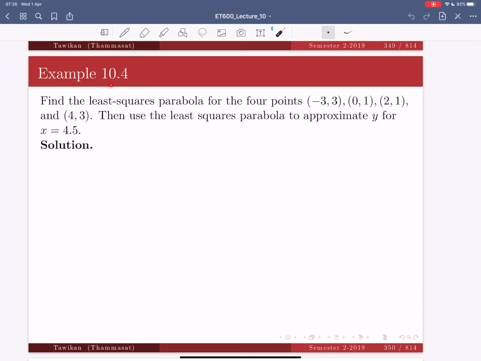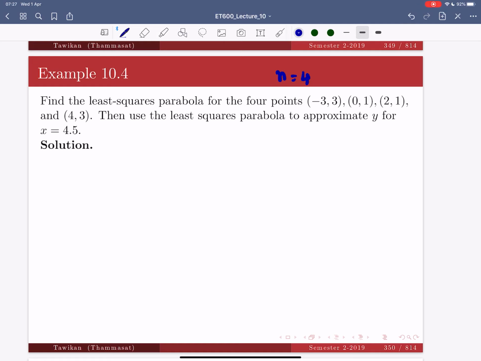In example 10.4, we want to find the least squares parabola for the 4 points. And we want to use the least squares parabola to approximate y at the point where x equals 4.5. Let's see that we have 4 points altogether. So in this case, n is 4.